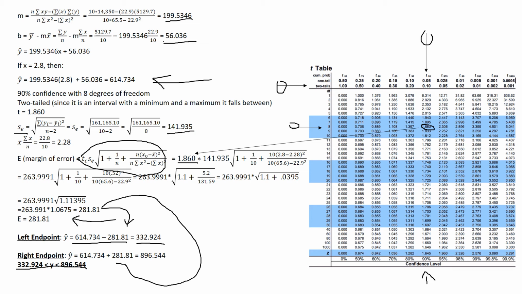So when I'm looking at this here, we've got basically what we were doing in chapters 4 and 5 with finding confidence intervals. If I put in an x at 2.8 and I want 90% confidence, it's going to fall anywhere between, for my regression line, 332 and 896.